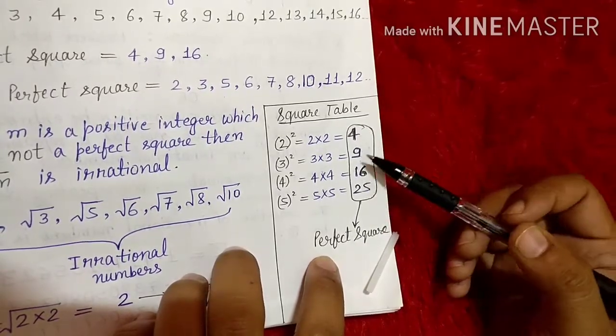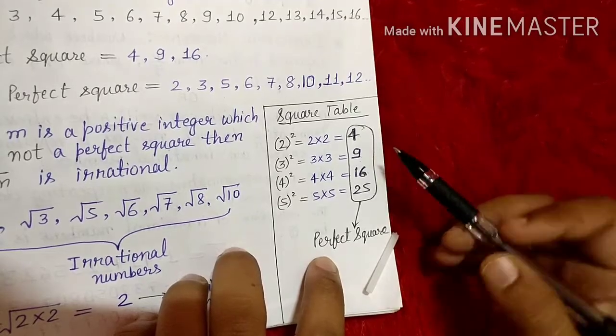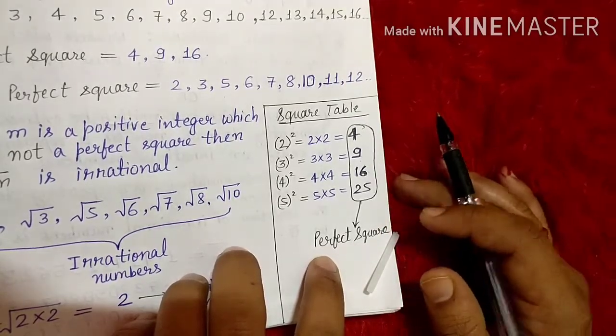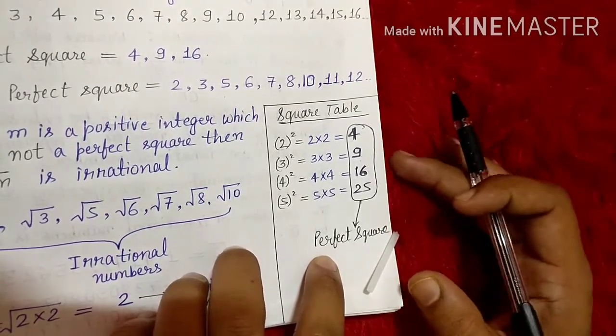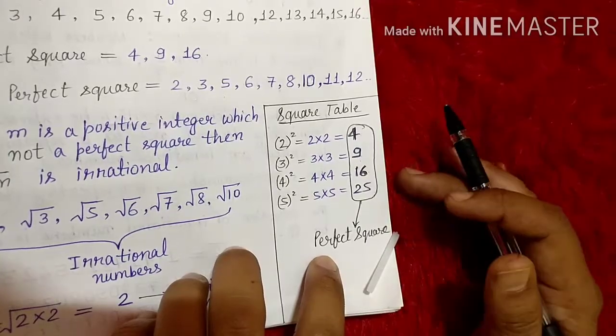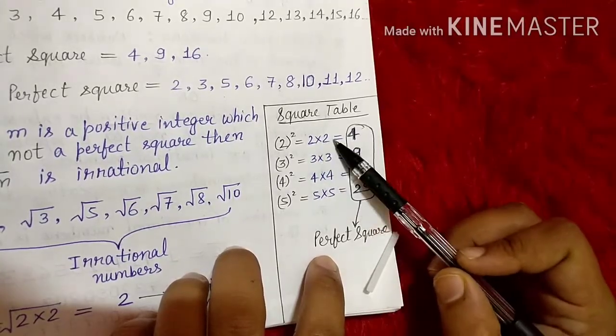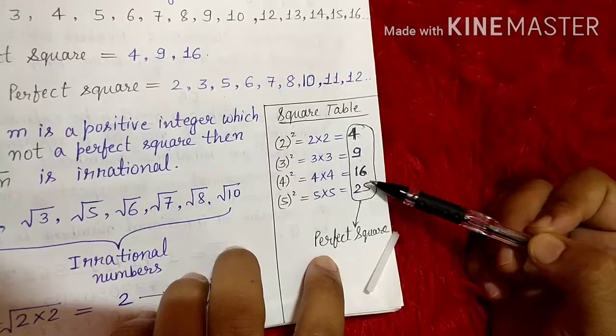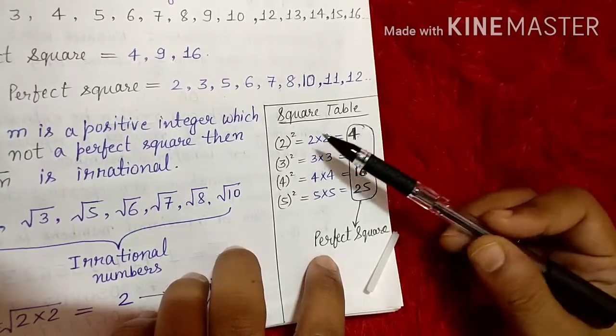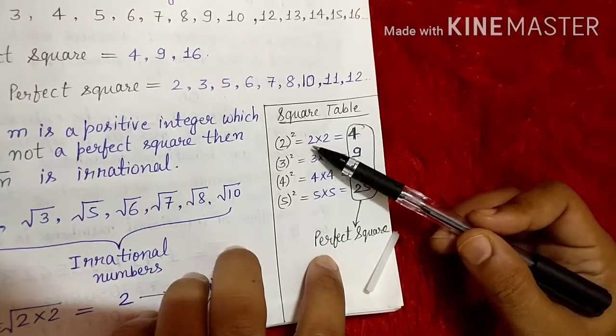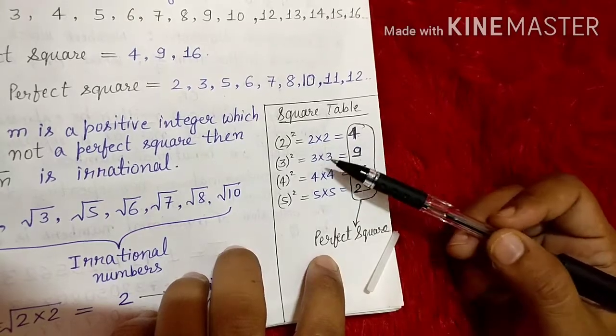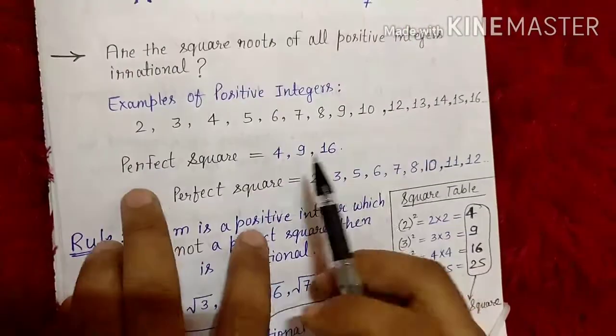Now, is 2 a perfect square? No, there is no number that we can multiply by itself to get 2. These numbers, 4, 9, 16, 25, are perfect squares, because they are the result of multiplying a number by itself. So that is what we mean by a perfect square.